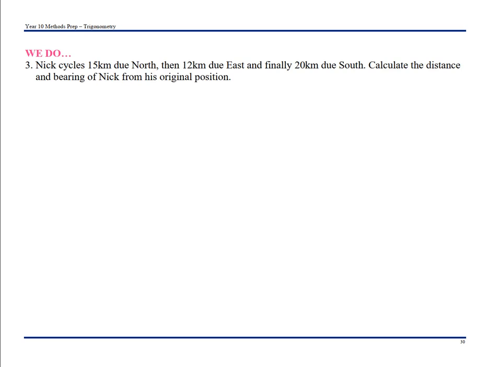Nick cycles 15 kilometres due north, then 12 kilometres due east, and finally 20 kilometres due south. Calculate the distance and bearing of Nick from his original position. Now, I'm going to help with the diagram, and then hopefully you can have a go at solving. So he's doing a lot. So I'm going to start Nick right there. So I've got enough room to move.